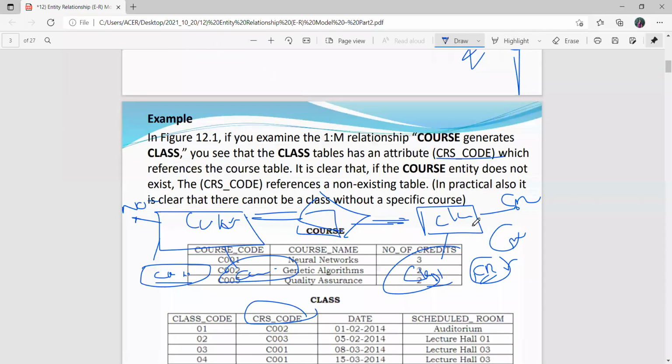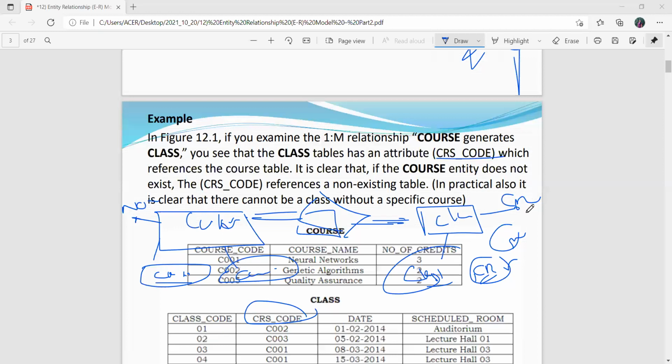You can see this class cannot exist without a course. So the classes are available under the course category. That means if you have a class, definitely it belongs to one of the courses. So this class cannot exist without a course. So this is a weak entity. When we consider a class, it's a weak entity. At that time, we can use class code and the course code as the primary key of this weak entity.